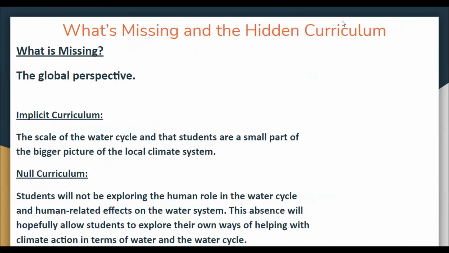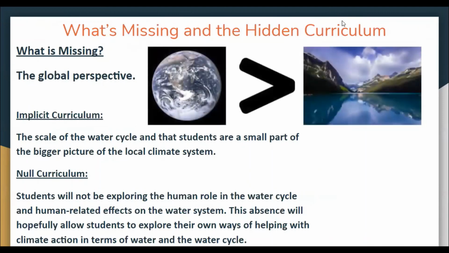What is missing? The lesson will attempt to convey climate change as a global act. However, students may miss this aspect as they are only seeing one location.